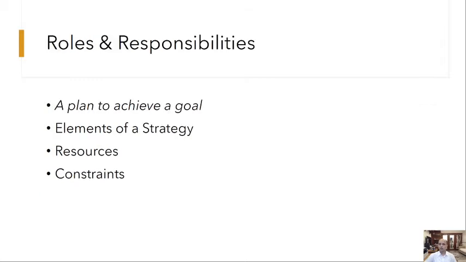So when we are talking about roles and responsibility, we need to understand again some of the things which are important. If we are saying roles and responsibility, first we need to have an organizational structure.